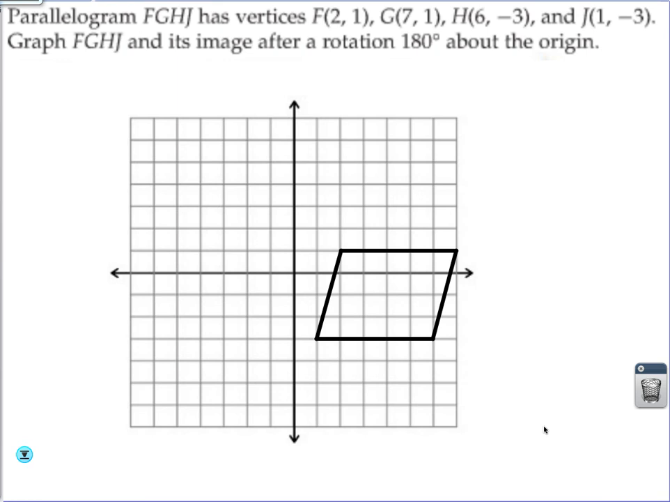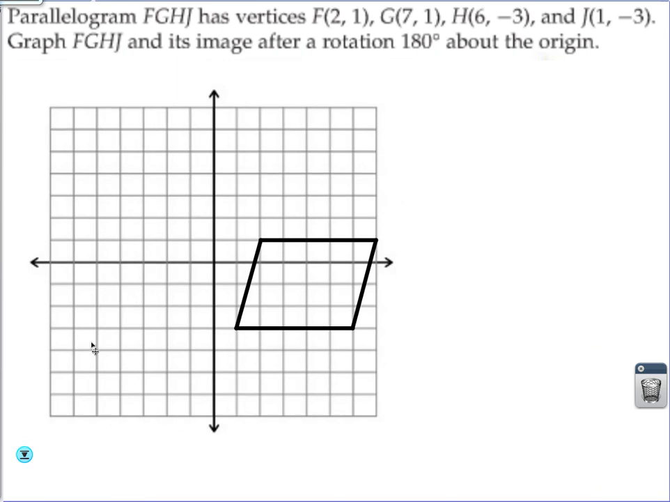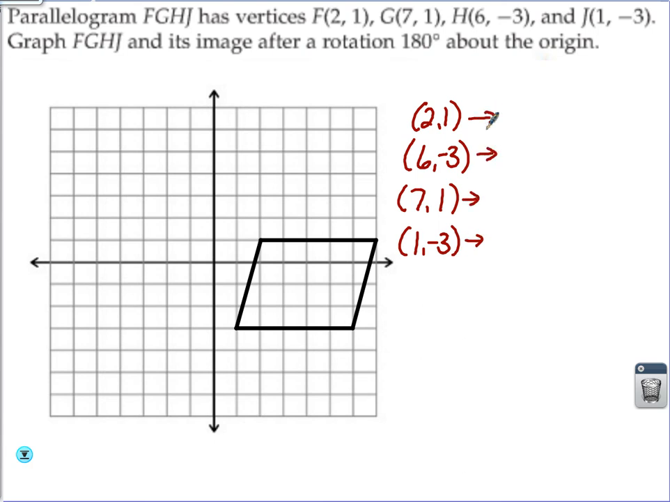There's your 4 points. Your 4 points were 2, 1, 6, negative 3. Oops, skipped 1, 7, 1, and 1, negative 3. The rule is we're rotating 180 degrees. So what does XY turn into? Is it negative X, negative Y? That's easy. All right. I'm not even going to write them down.